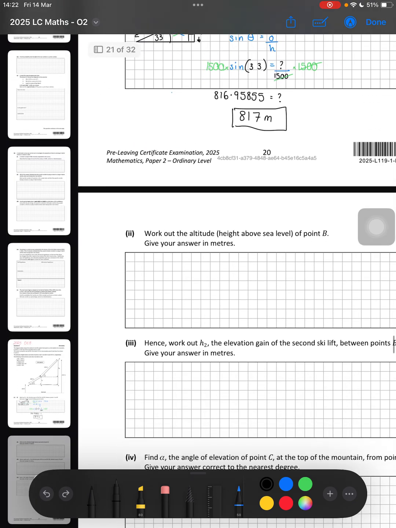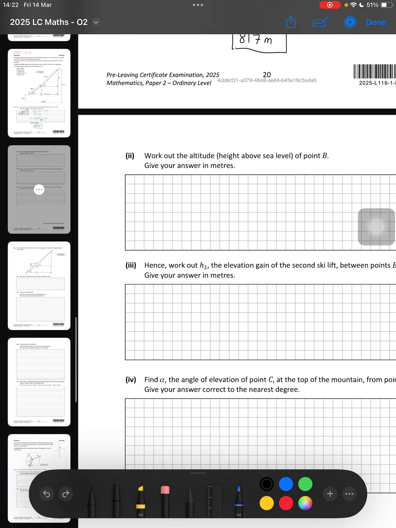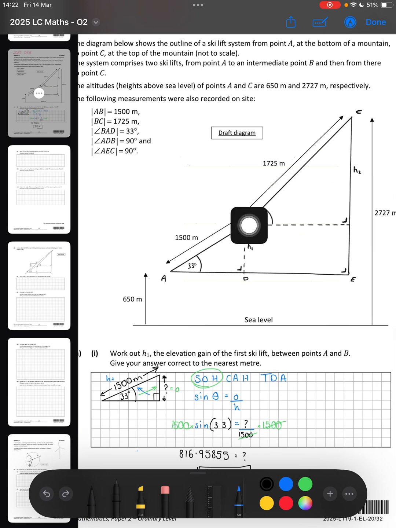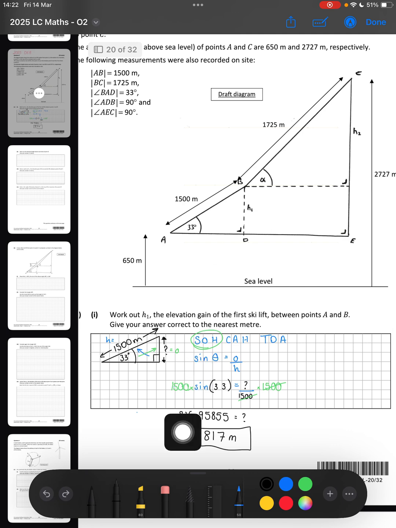Next question says, work out the altitude, so the height above sea level of point B. Give your answer in metres. So, point B here, grand, lovely. We've just figured out that H is 817. Okay, so that's 817 metres. And they want to know, well, what is B's height above sea level? Okay, so it's literally just 817 plus 650 metres. It's literally just them two added together.